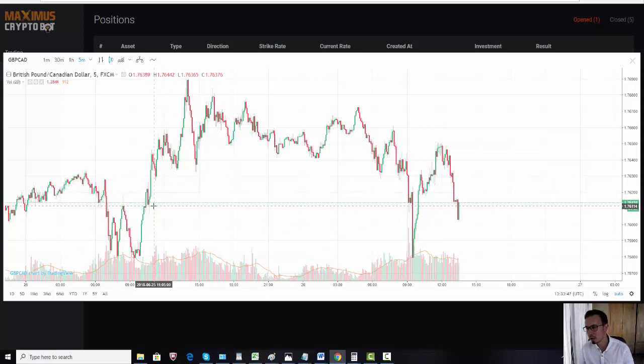This is our support line at 1.76114. The price went through our support, but it did not break our support, because the new candle did not open below our support line.